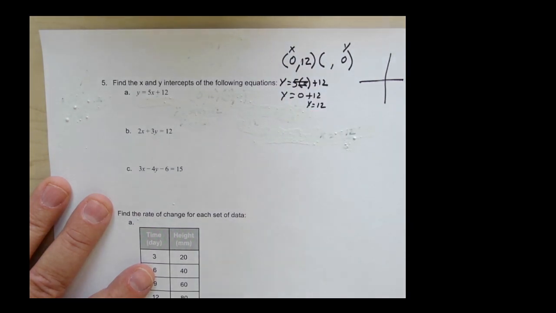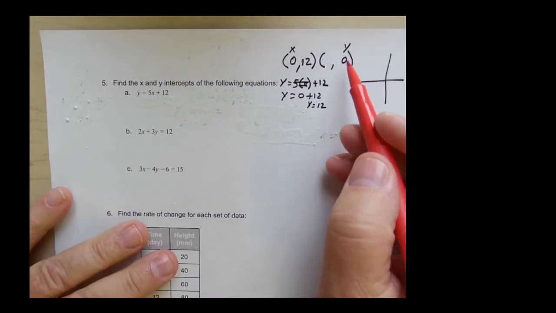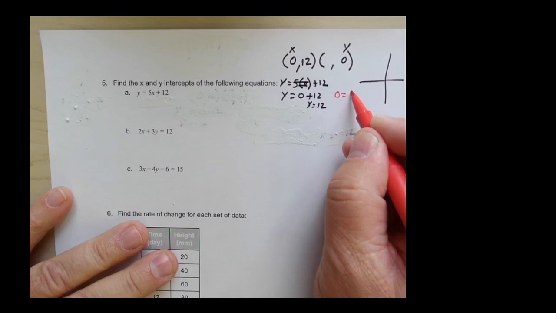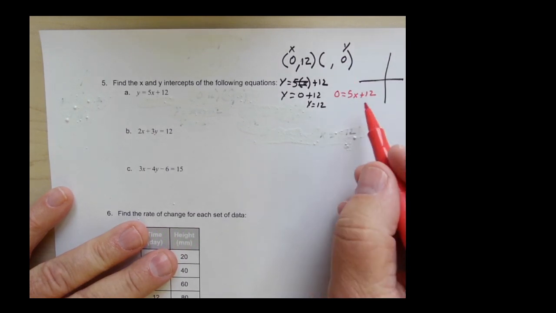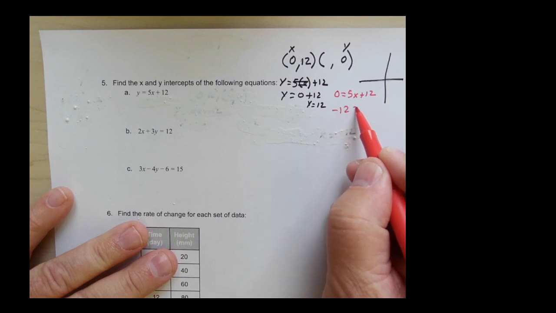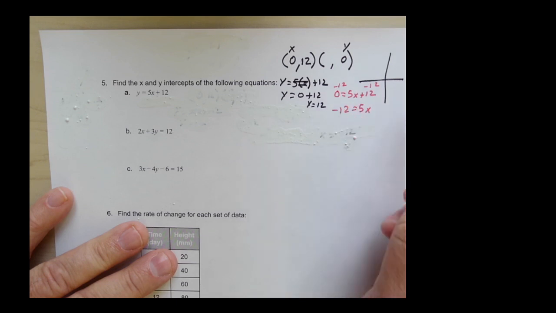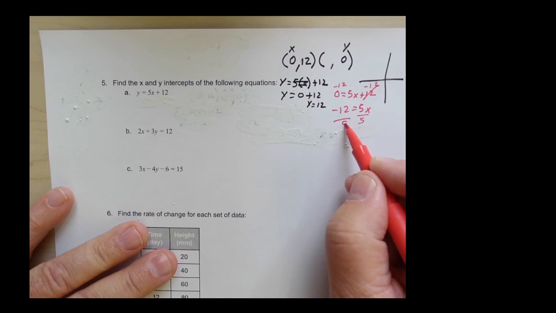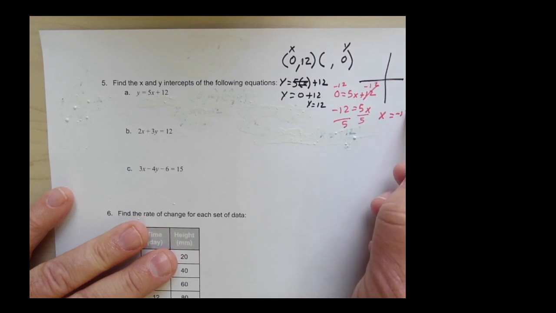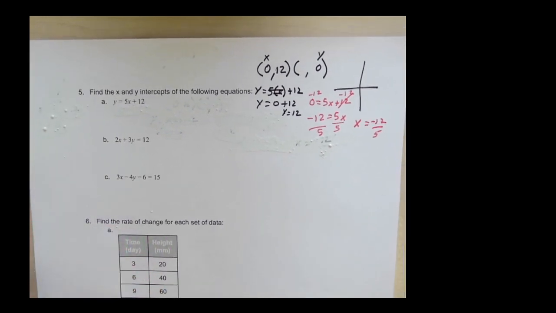So 0, 12. Now for this one, I'll do it in red. Y is equal to 0. So 0 equals 5x plus 12. This is where y equals 0. And you can solve for x here. Take 12 away from both sides. That's cancel. Negative 12 equals 5x. Divide both sides by 5. X equals negative 12 fifths.